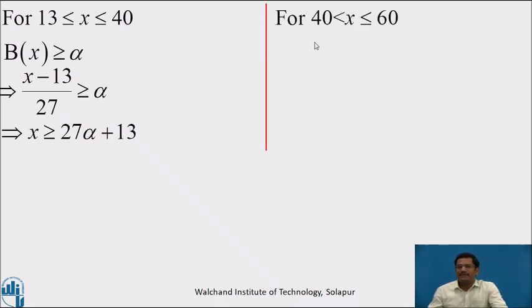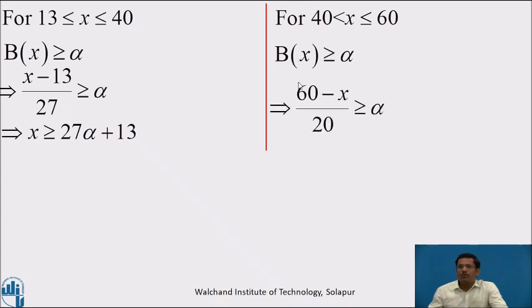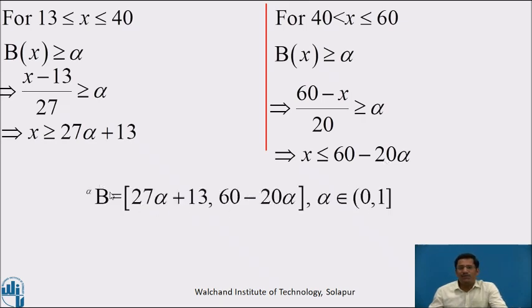Similarly, taking the next range, 40 is less than x less than or equal to 60, and considering this condition, B of x is given as (60 minus x) upon 20. We want it to be greater than or equal to alpha. Now solving this for x, we find x is less than or equal to 60 minus 20 alpha. In the same way, we can find the alpha cut of B: as x is greater than or equal to this quantity, it will become the initial point, and x is less than or equal to 60 minus 20 alpha means this will be the end point, for alpha belonging to the half-open interval 0 to 1, closed at 1.